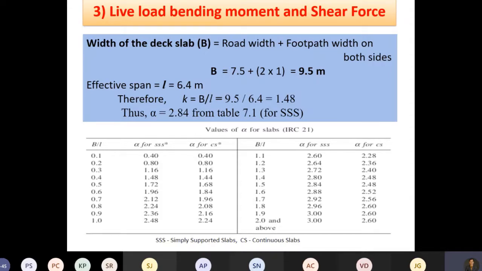It becomes 1.48. From the table, we can find the coefficient alpha for the simply supported slab condition, and for K value 1.48 we have alpha value as 2.84. You can assume 1.48 as simply 1.5. So for 1.5 B by L, the alpha value is 2.88 from this table for a simply supported slab. The next column is for continuous slabs. This is the example of a simply supported slab, so we have to take alpha as 2.88 for 1.5 B by L ratio.